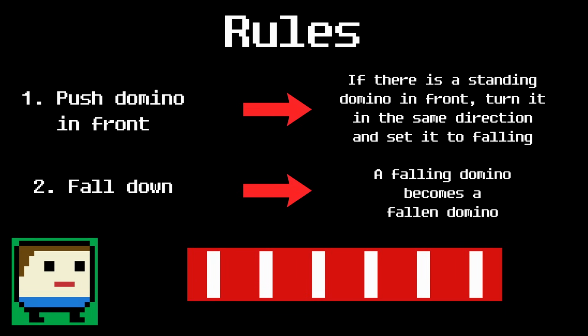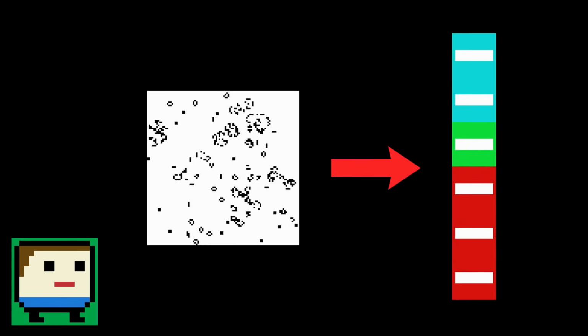Also, notice how we've specified that only standing dominoes can be knocked over. This makes sense. If a domino has already committed to falling, then there's no way we can change that or affect it any further. And with that, there we go. We've made a working domino simulation with Cellular Automata.